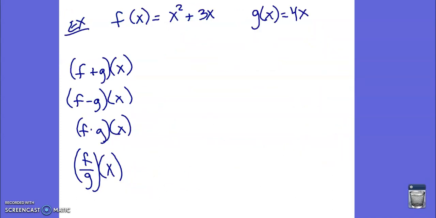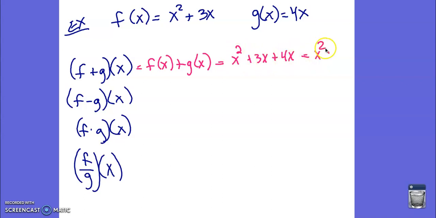So let's look at two possible scenarios. Here I have two possible functions, f of x and g of x. Here I have f plus g of x. So remember what that means. It means f of x plus g of x. So you're going to literally take these two functions and add them together, and then simplify.